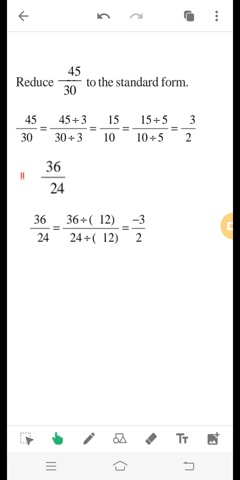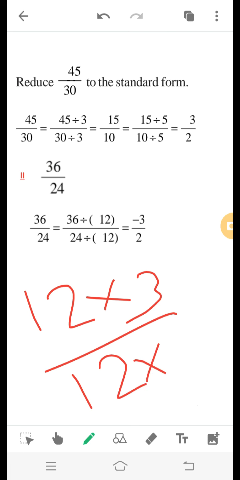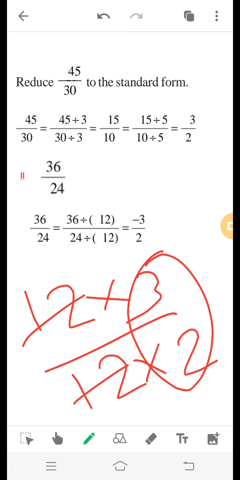Let us take one more example. 36 divided by 24. Now divide both numbers by 12. 36 divided by 12, 24 divided by 12. So 3 upon 2. Also you can use this: 12 threes are 36, 12 twos are 24. 12 and 12 cancel. 3 upon 2. That is the reduced form. Sorry, here it's not a minus 3. It's a mistake. It's 3 upon 2. That is the reduced form.